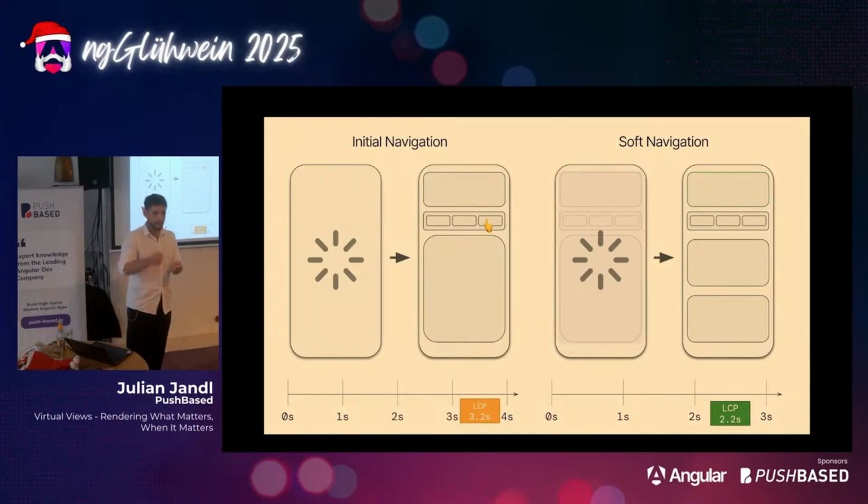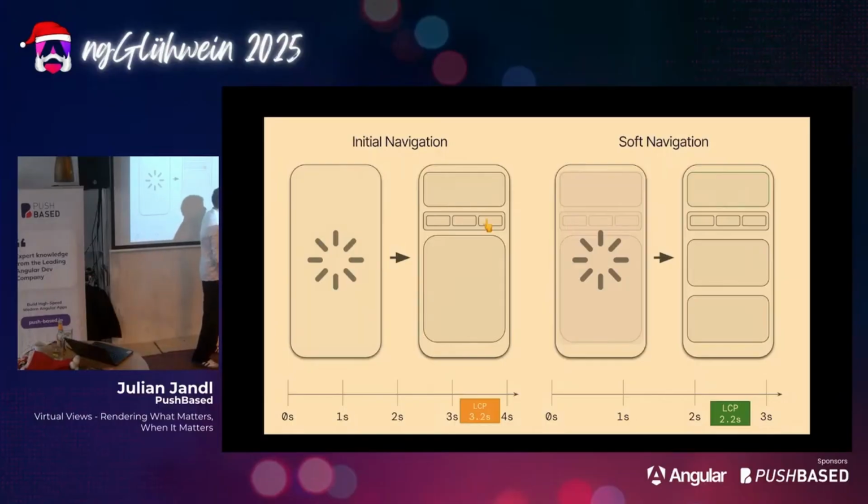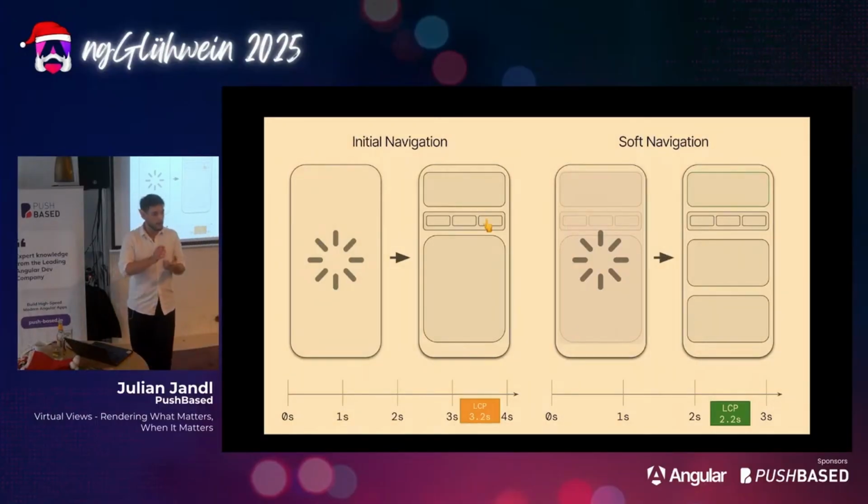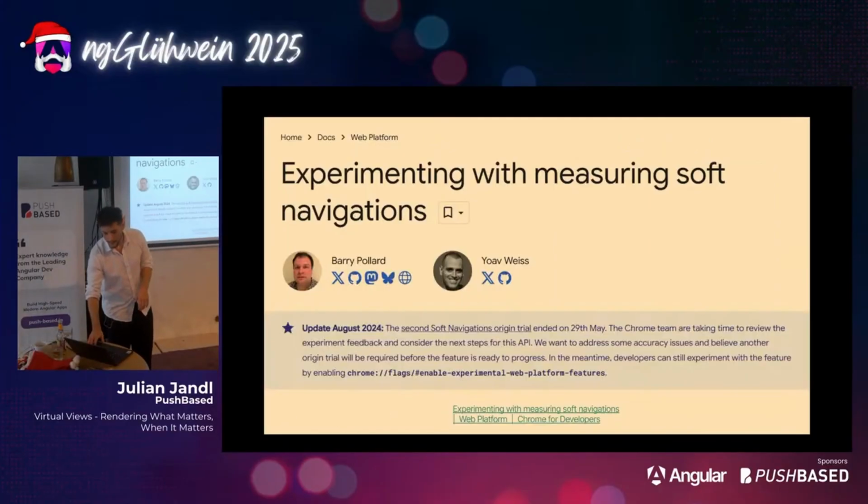When you switch a route, there is no new metric for it. So there's something missing. But in theory, we really need this metric, because it would explain how long we have to wait until a soft navigation happens, right? We switch a route and we want to know what the LCP is for the next page. So how fast does the user perceive switching a route within your app?